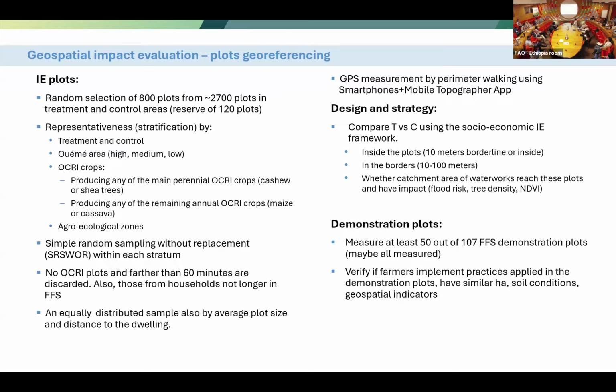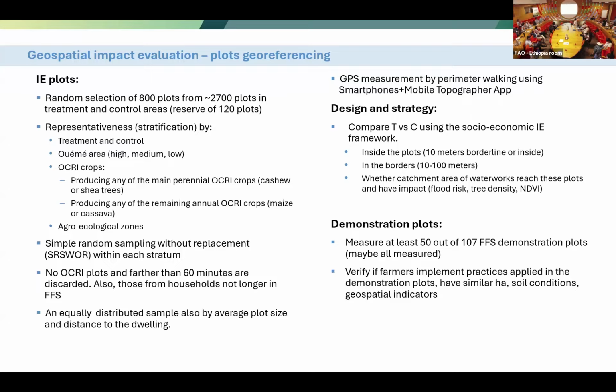Also, we put particular attention to choosing plots that were producing the main perennial crops and annual crops, because this was one of the main focuses of the project. And we also tried to remove plots that were too far, but not too close, thanks to another recommendation that we have from Kenneth, who is here. The idea is going to be to double measure, based on what we discussed during these days, to measure the same plot two times. One part is by using smartphones, and I use a mobile topographer app.